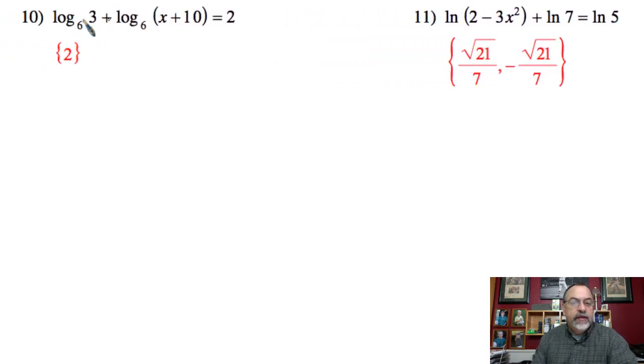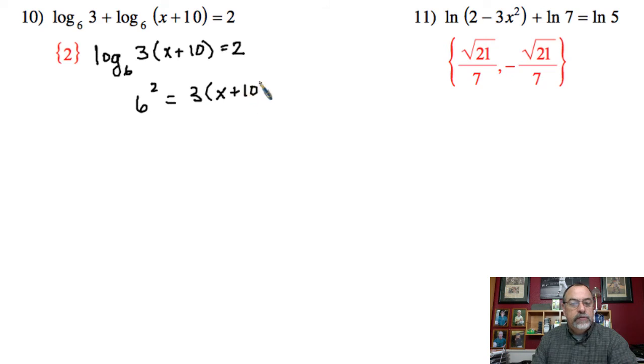Okay, looking at number 10, the logarithms are on one side, so we'll just go ahead and apply the properties. So we have log base 6 of 3, plus means times, and then I have another number, x plus 10, is equal to 2. Now that I have a single logarithm, inverse operation is exponential, so I have a 6 to the second power is going to give me this value right here. And now we solve.